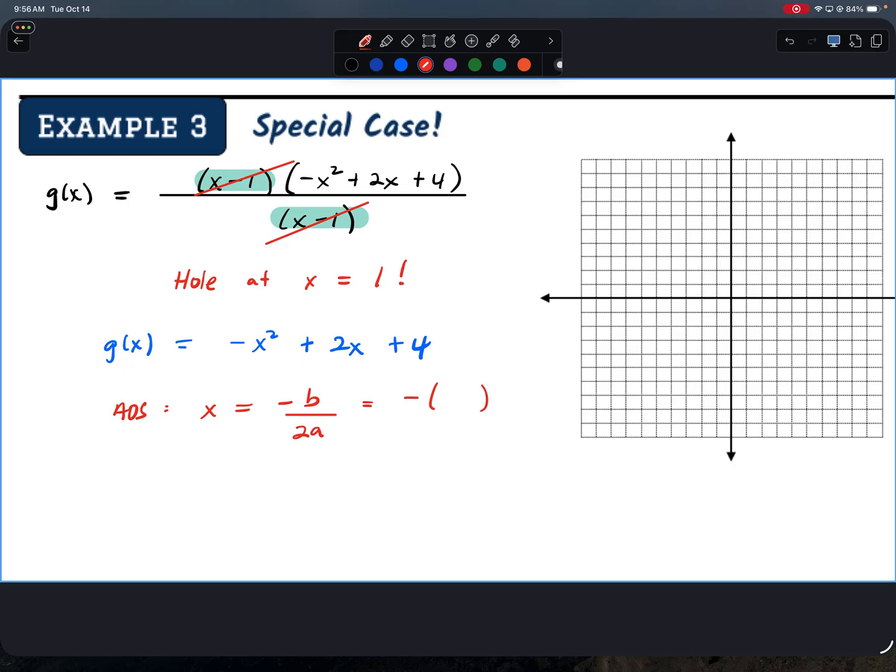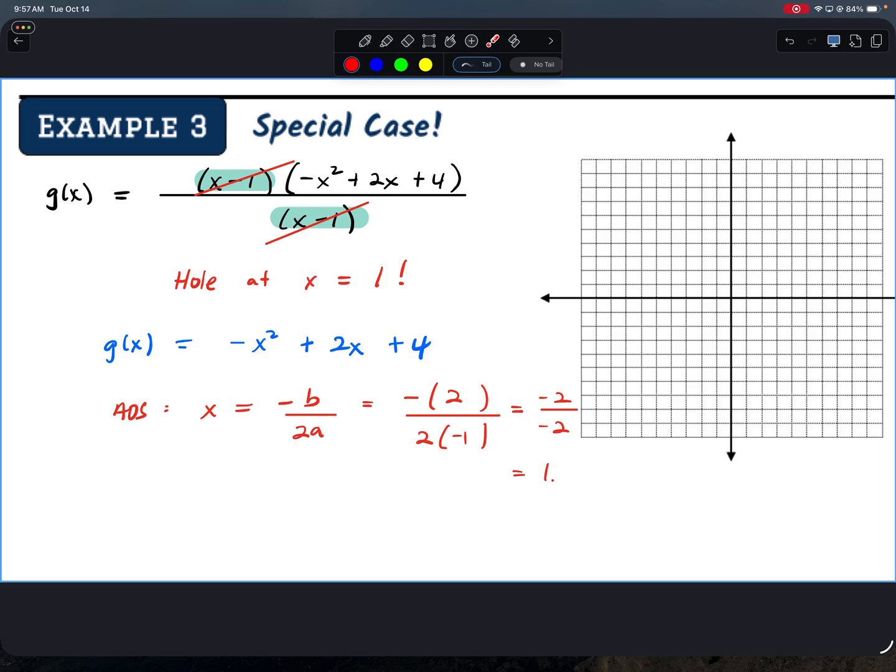What's b in this problem? 2, all over 2 times, what's a? Negative 1. So we get negative 2 over, what's 2 times negative 1? Negative 2. What's negative 2 divided by negative 2? 1. That's weird. Why is this a weird answer with what we've seen so far? Because we already have a hole there. That's weird. So to find the hole, just like normal, what do I do with this number? Plug it into the equation.